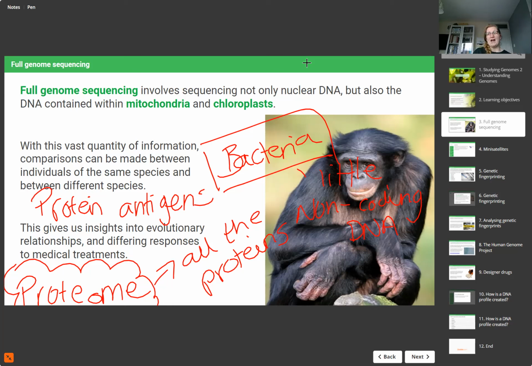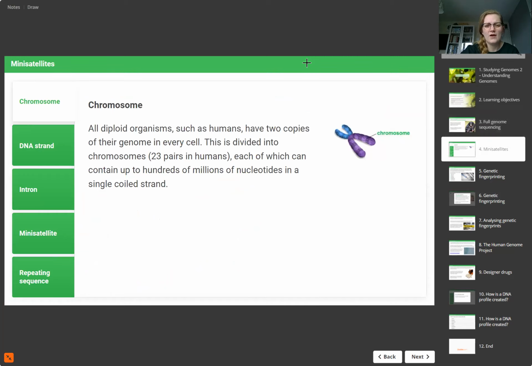There's something called pyrosequencing, a really new, recently developed technique. It can sequence about 400 million bases in a 10-hour period, which is really fast compared to old techniques. So as we get these newer and faster techniques, such as pyrosequencing, scientists are able to sequence a whole genome a lot quicker. Now we're just going to have a quick look at something called a mini satellite.